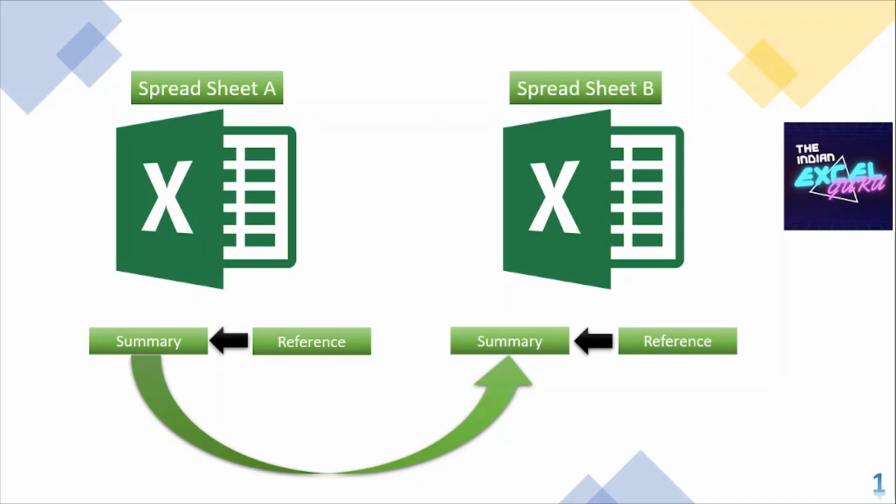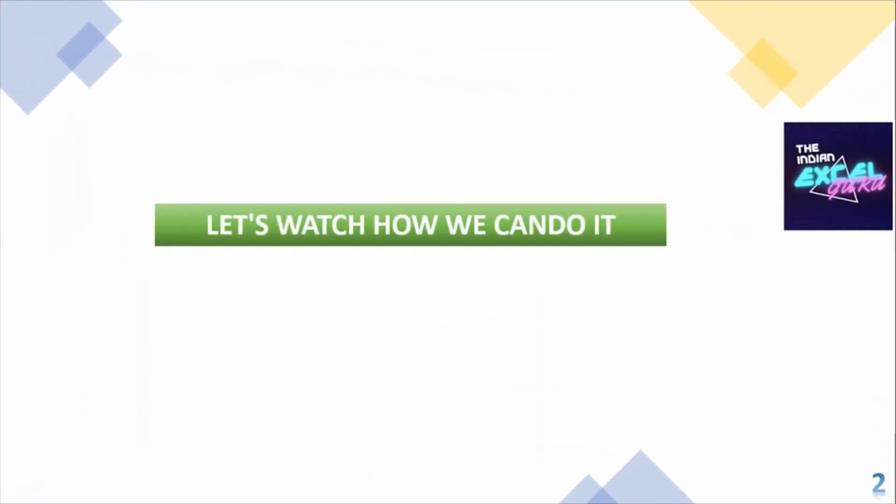But what we actually do is move and copy, and the reference of all the data populated in the summary is fixed with the spreadsheet A. So let's watch how we can do it so that the target can be achieved.